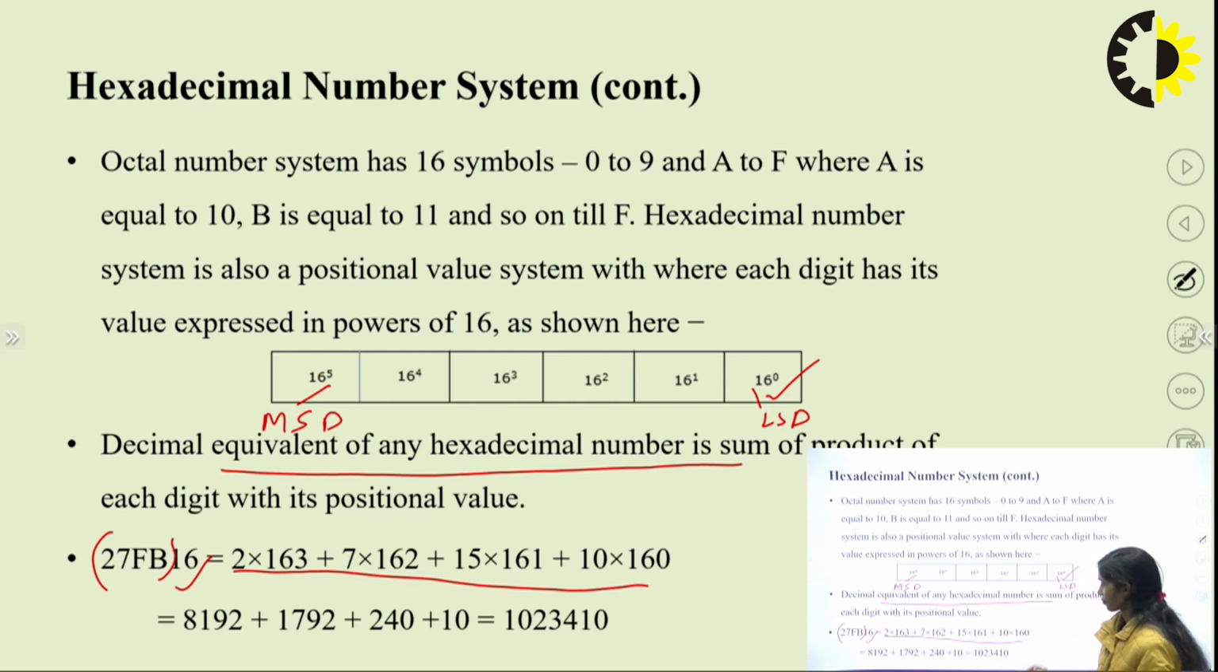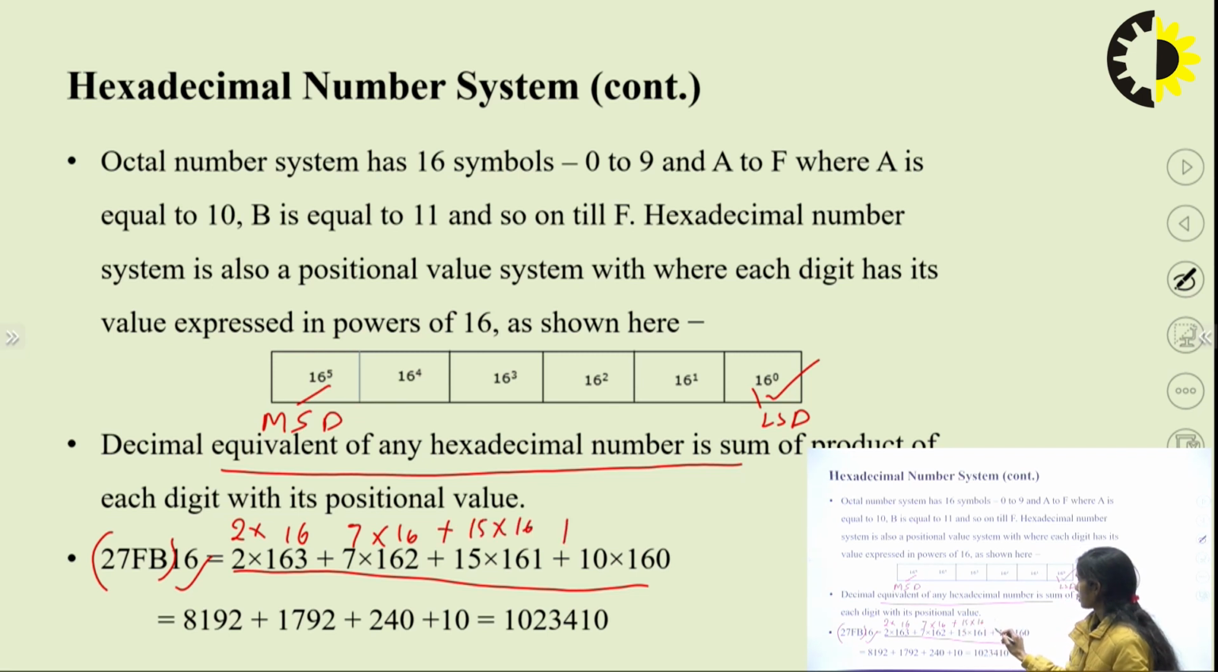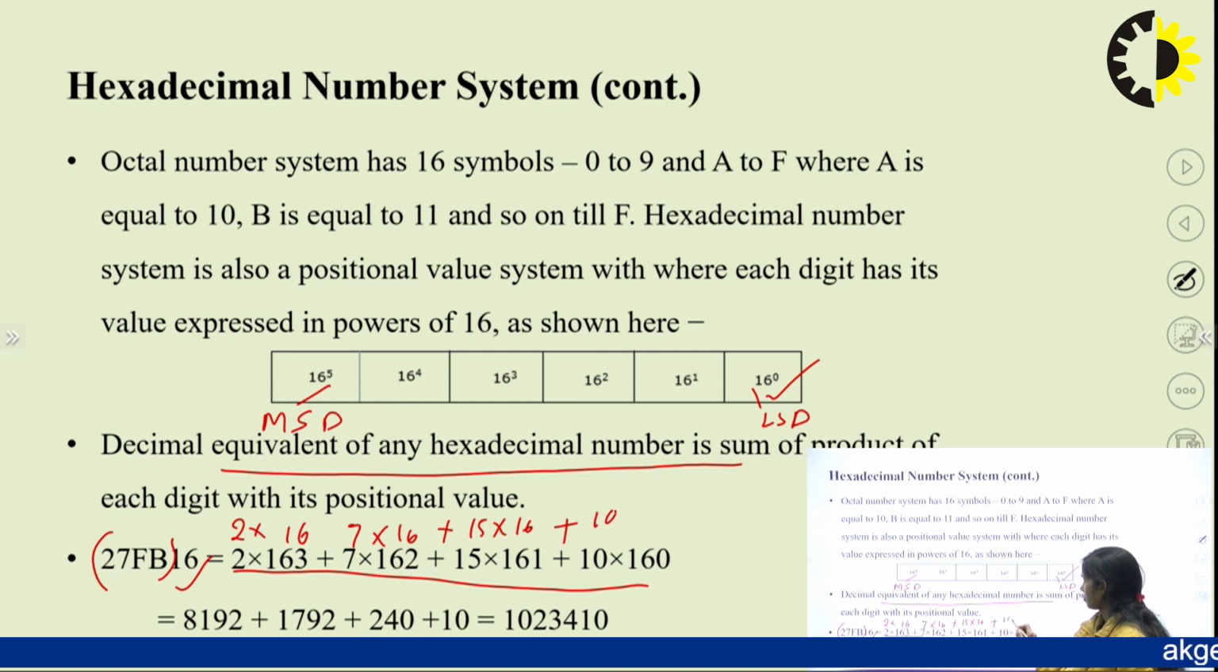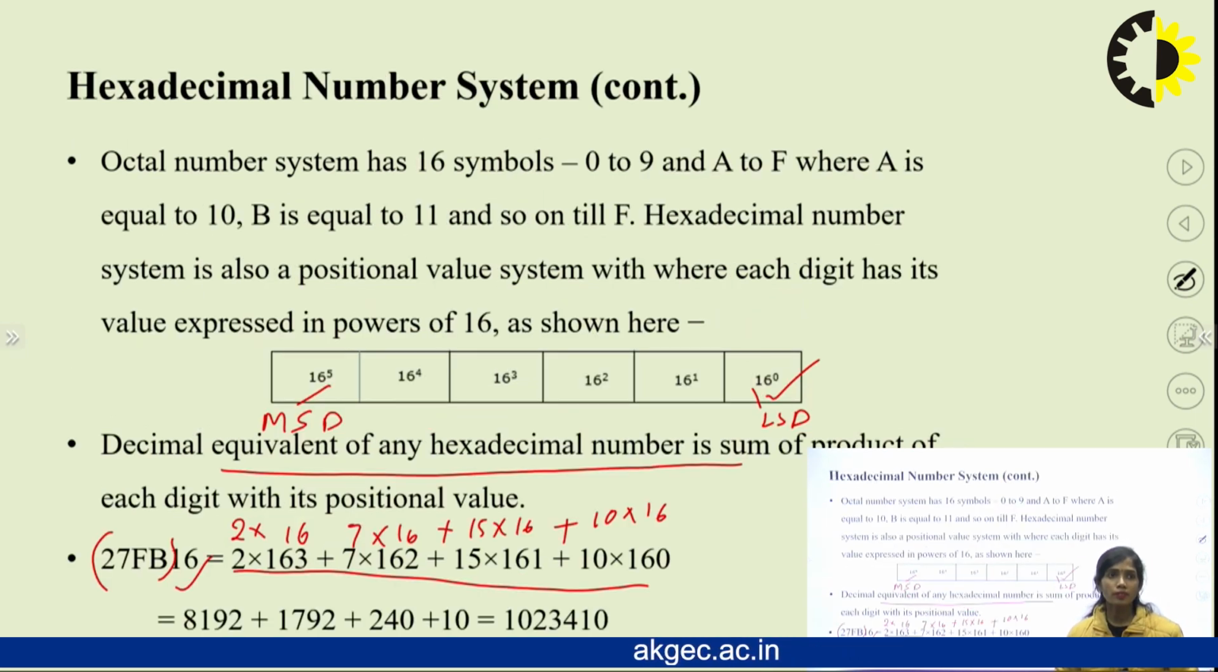So the decimal equivalent of a hexadecimal number is given by: this is the number, and its decimal equivalent is taken as 2 multiplied by 16 to the power 7 multiplied by 16 to the power, and this is taken in the positional weightage, plus 15 multiplied by 16 to the power, plus 10 multiplied by 16 to the power. So this can be taken in positional weightage form. Now next, so these are the different number systems.